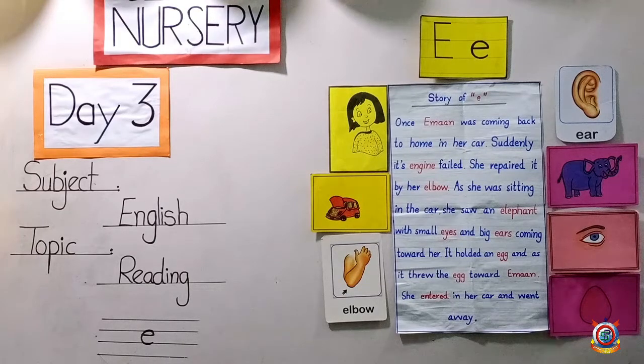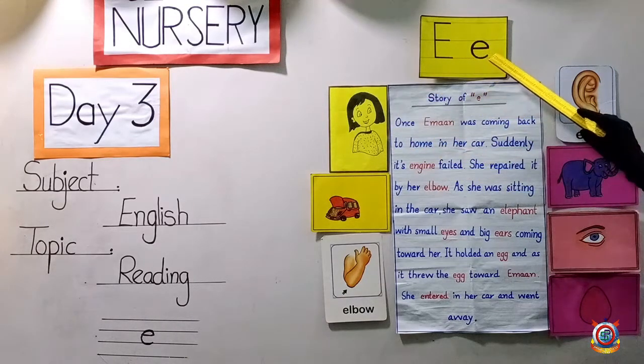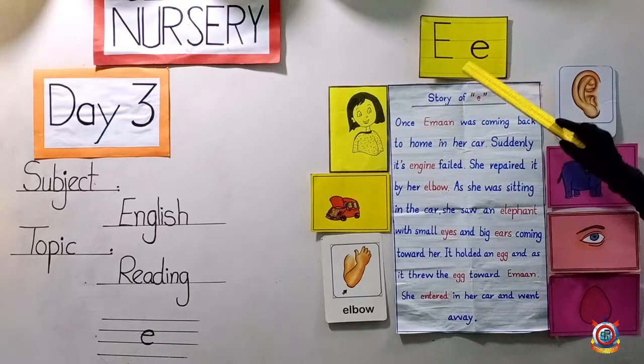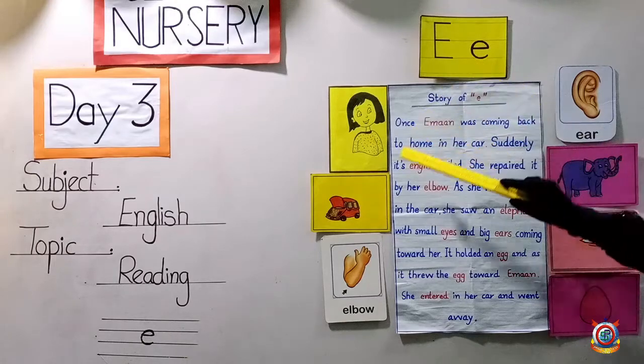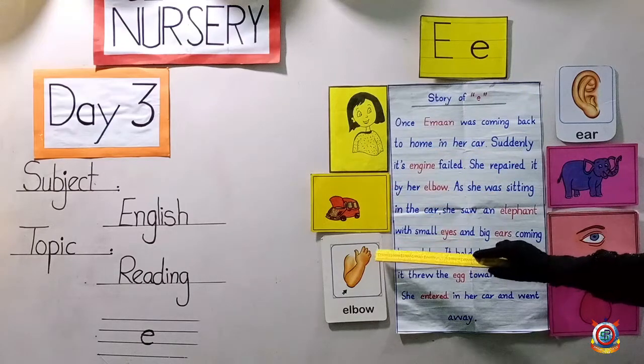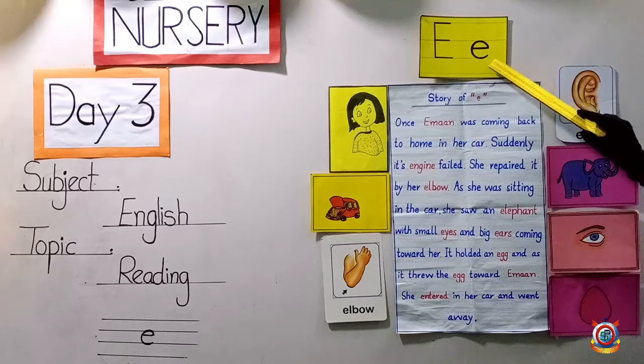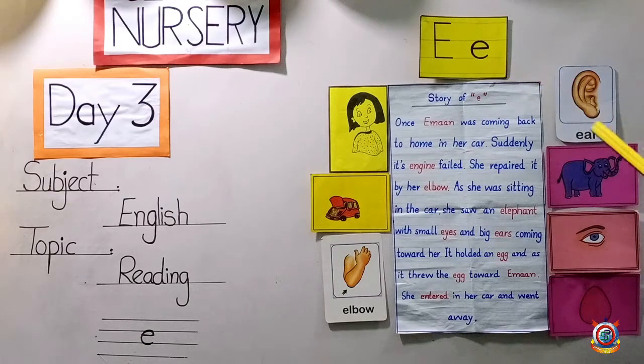Okay students, now we will repeat the words with their sounds. Iman, engine, elbow, air, elephant, eye, egg.